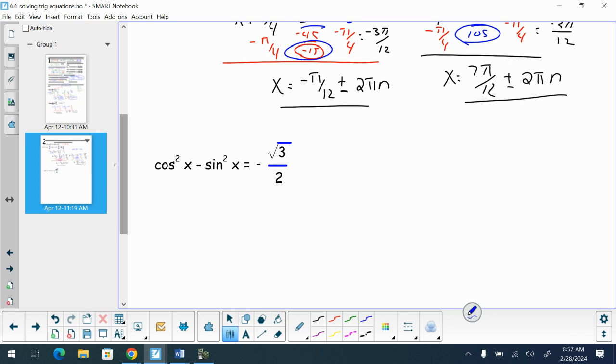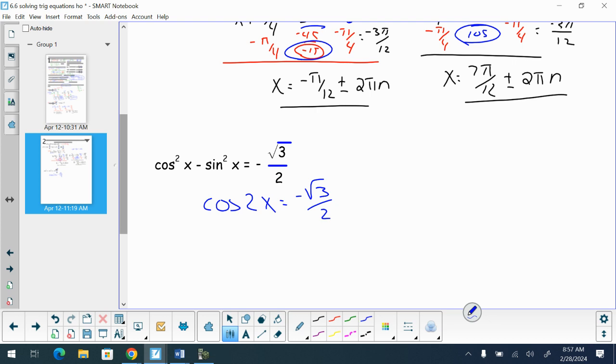We have cosine squared minus sine squared is equal to square root of 3 over 2. Once again, now we have to go back to what's cosine squared minus sine squared. Cosine of 2x. So we have cosine of 2x is equal to negative square root of 3 over 2. Okay, this goes back to our formulas. So now we go through the exact same process.